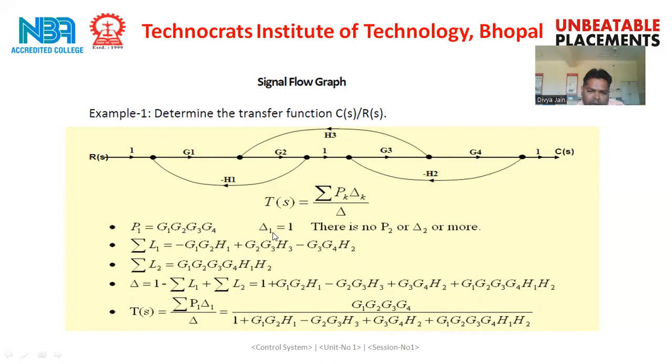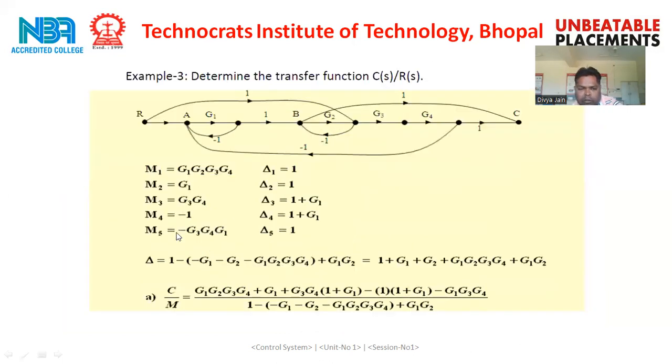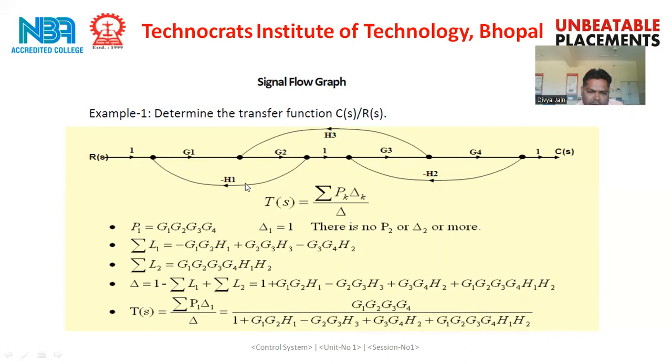Now we will find out delta 1. How can we find delta 1? We will check all the loops. So first of all, we will find all the loops in this signal flow graph. How can we check the closed loop paths? First of all, we will check all the feedback paths. So this is the minus H1 feedback path, minus H2 feedback path, and H3 is the feedback path. So definitely there will be three feedback paths. So there will be 3 closed loop paths.